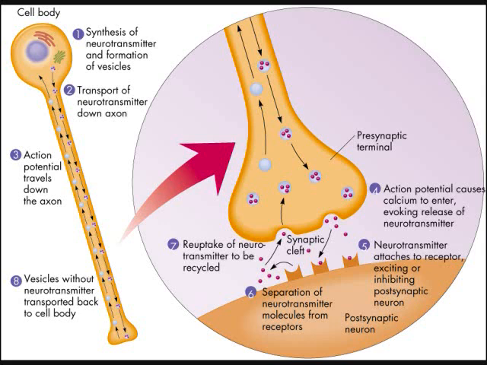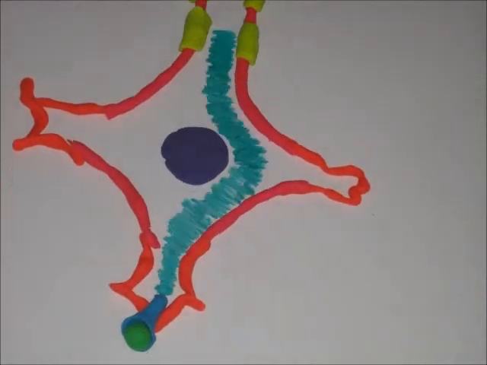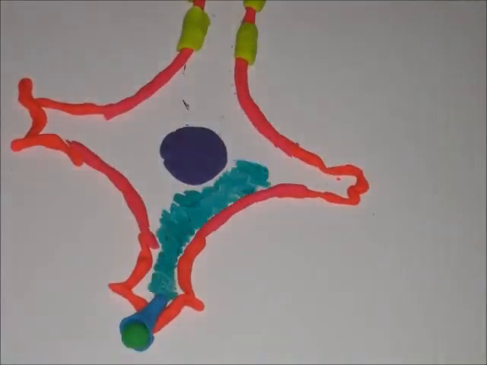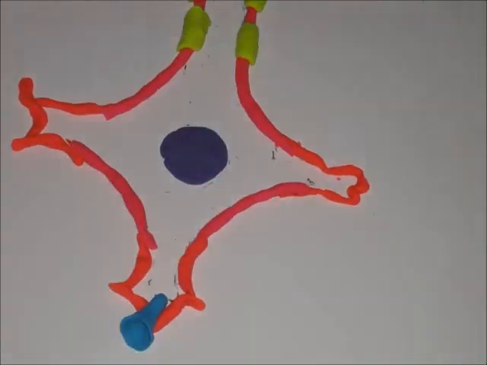The increase of calcium concentration causes the release of neurotransmitters. The neurotransmitters diffuse across the synapse and bind to receptors that open ion-gated channels. The flow of ions depolarizes the postsynaptic cell and converts the neurotransmitter's chemical signal into an electrical action potential.